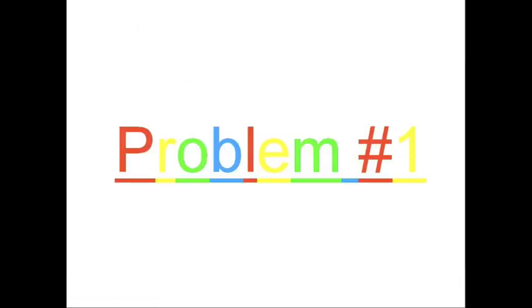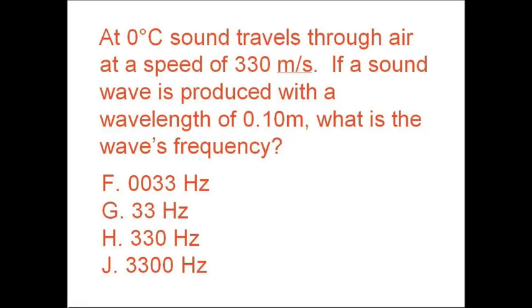Problem number one. At 0 degrees Celsius, sound travels through air at a speed of 330 meters per second. If a sound wave is produced with a wavelength of 0.10 meters, what is the wave's frequency? To solve the problem, you have to first identify what the problem is asking, which is what is the wave's frequency? Frequency is the number of waves that pass a certain point in 1 second.